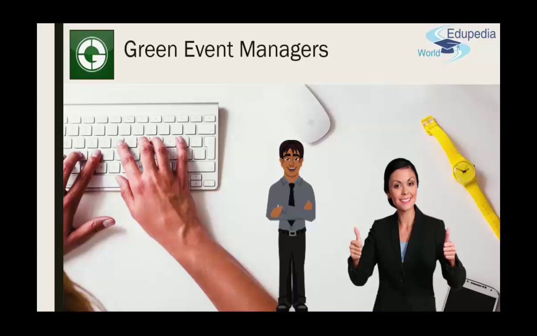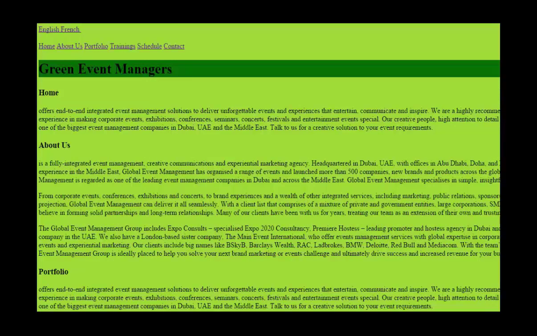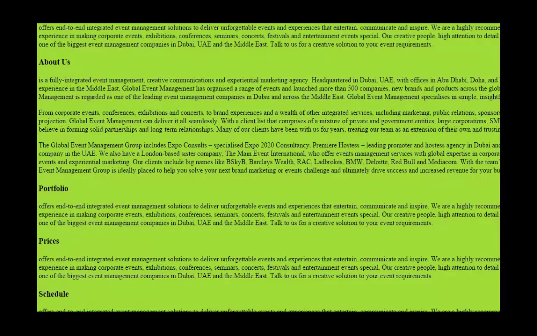So come and take a look at the website. What does it look like? Let's have a look. This is what David's website looks like right now. As you can see, he's added an English link, a French link, home, about us, portfolio, training, schedule, contact, and a green event manager's banner going on here. It's like a heading. And we have home, about us, portfolio, prices, everything in one page. It goes on and on, and it's a long page.